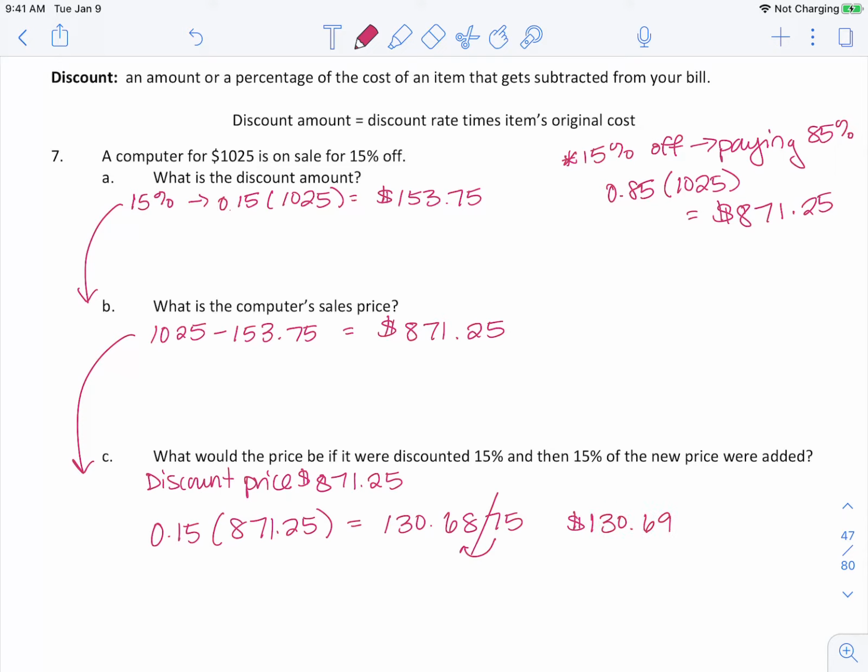So I take my 871.25 and I'm going to add 130.69, which gives us a total of $1,001.94.